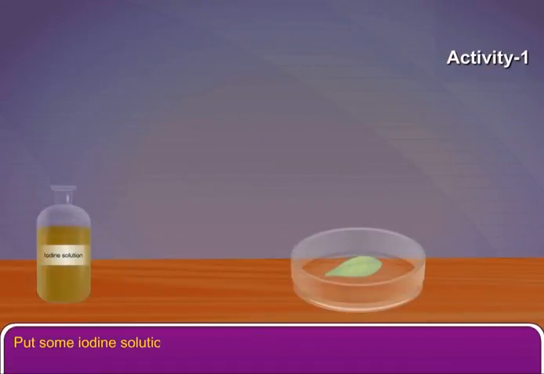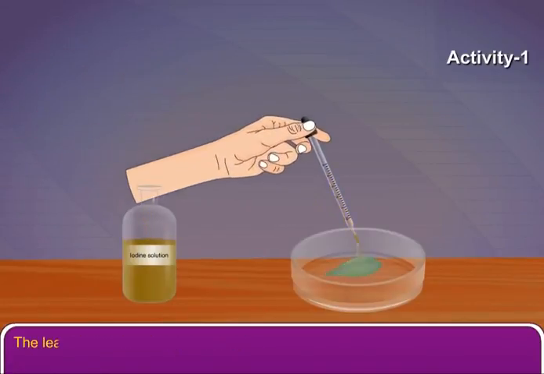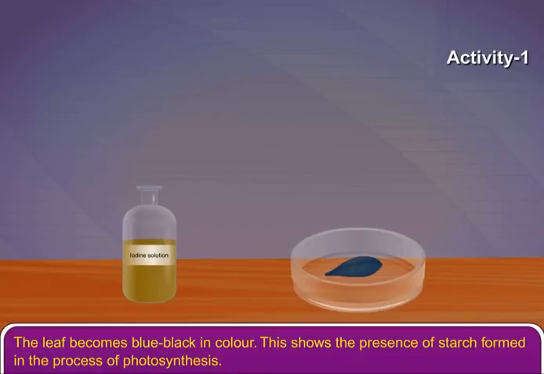Put some iodine solution over the leaf. The leaf becomes blue-black in color. This shows the presence of starch formed in the process of photosynthesis.